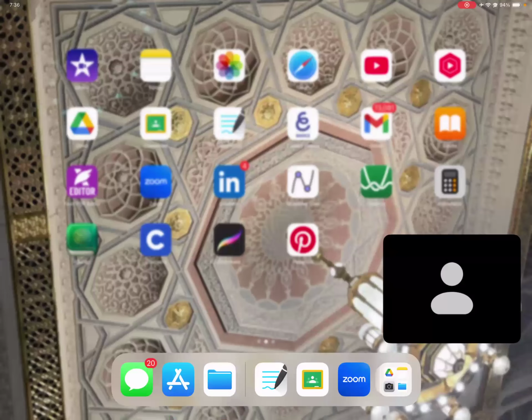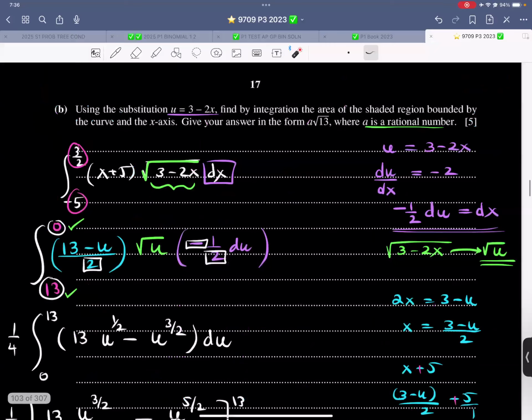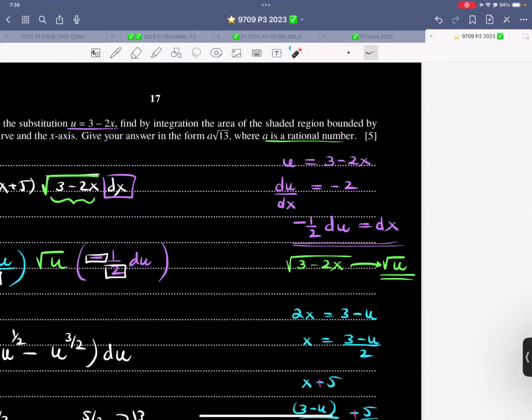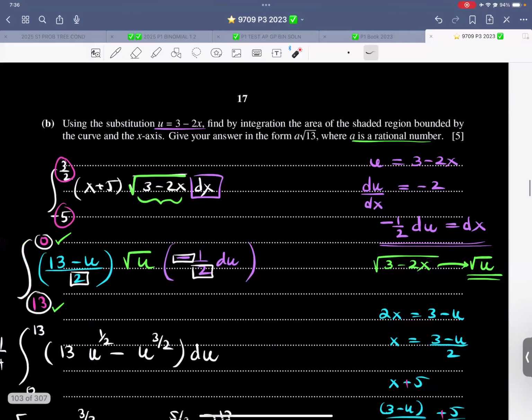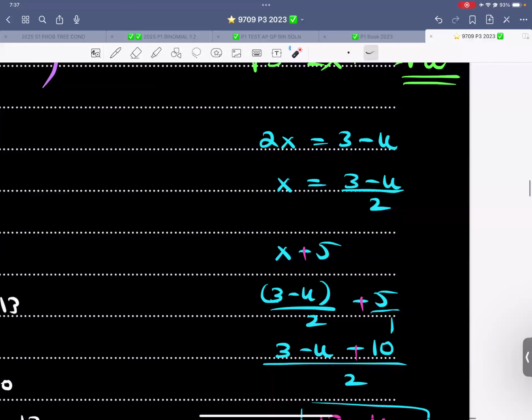So now people, let's look at the solution for the second part. Let's start from here. U is 3 minus 2x, du by dx is negative 2. So now we have, this is the equation of the curve on the inside. And I'm replacing dx with negative half du. That's the first thing. Root of 3 minus 2x is basically root of u. That is the second thing.